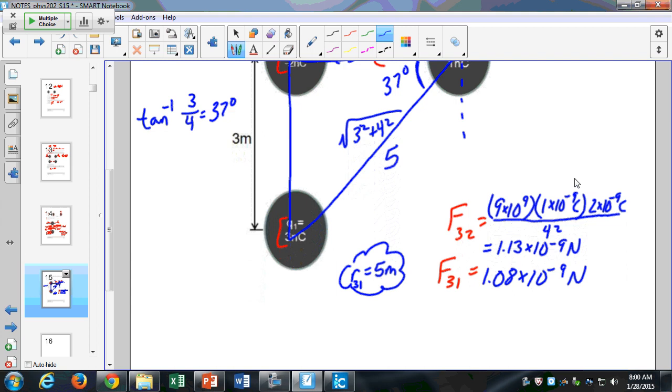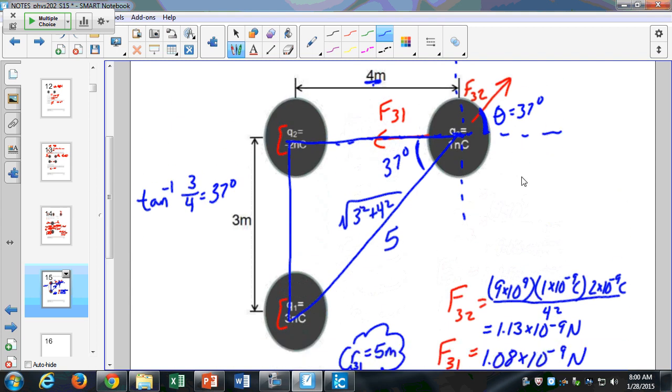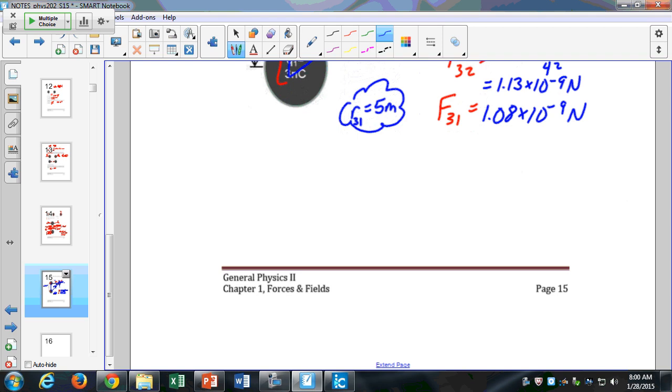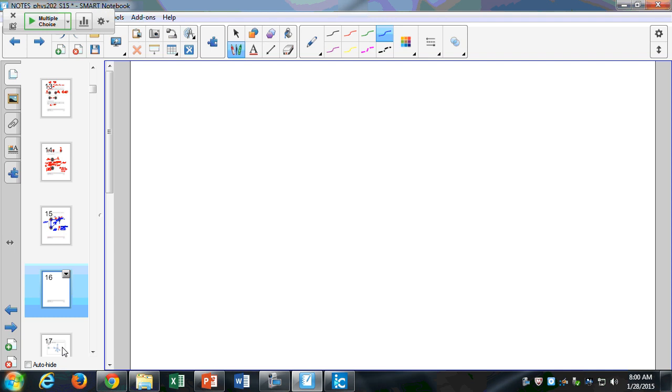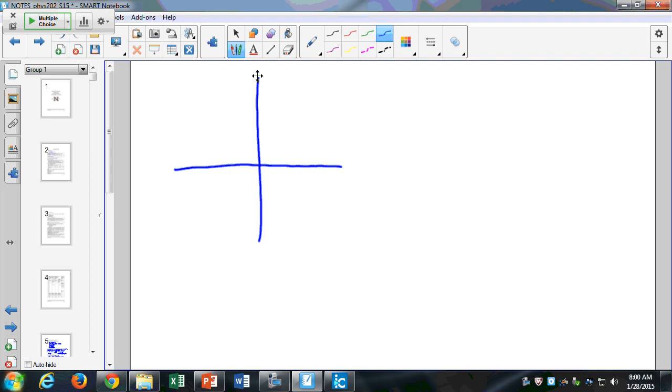All right, so now that we have the magnitudes, and we have the directions up here, we just go through that old practice where we resolve our vector into its x and y components, add the x components, add the y components, and then find the magnitude and direction. So it looks like this. I have a vector in this direction at 37 degrees. It is F31, 1.08 times 10 to the minus 9 newtons, and then I have another vector in this direction that's 1.13 times 10 to the minus 9.